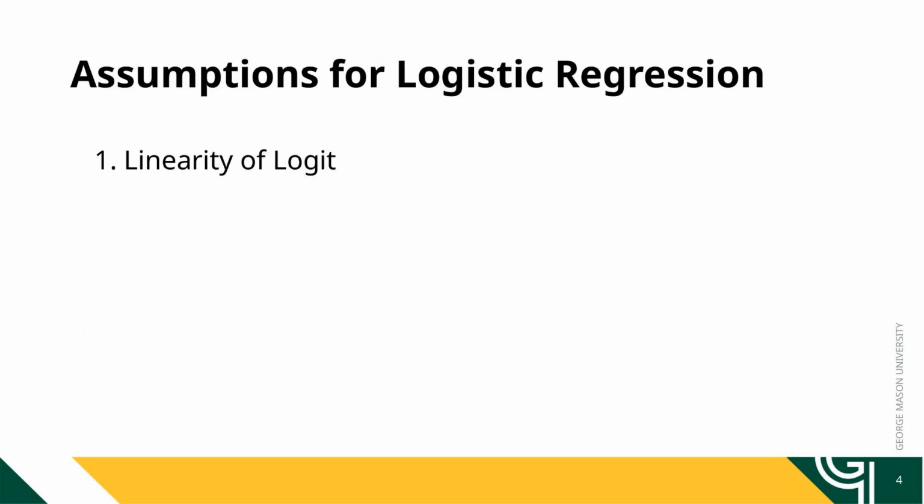Logistic regression has certain assumptions. First, linearity of logit. Logistic regression does not assume a linear relationship between the predictors and the outcome. Rather, it assumes a linear relationship between the log odds of the outcome and the predictor variables.